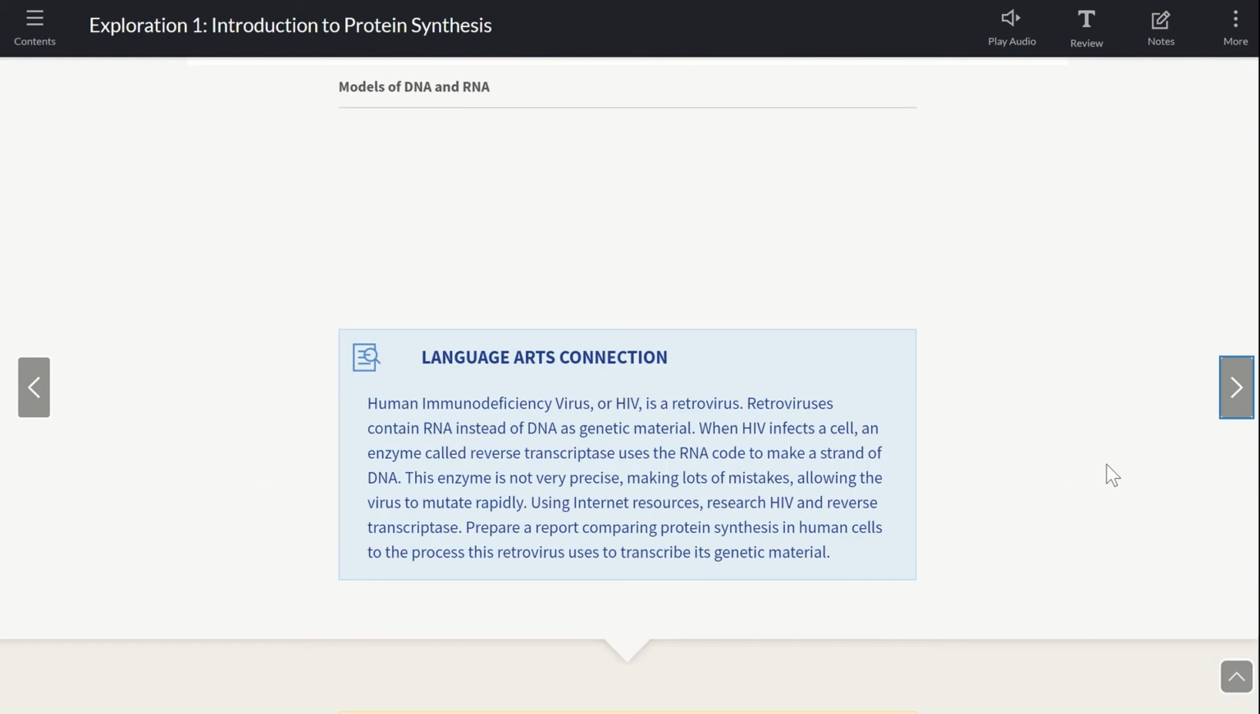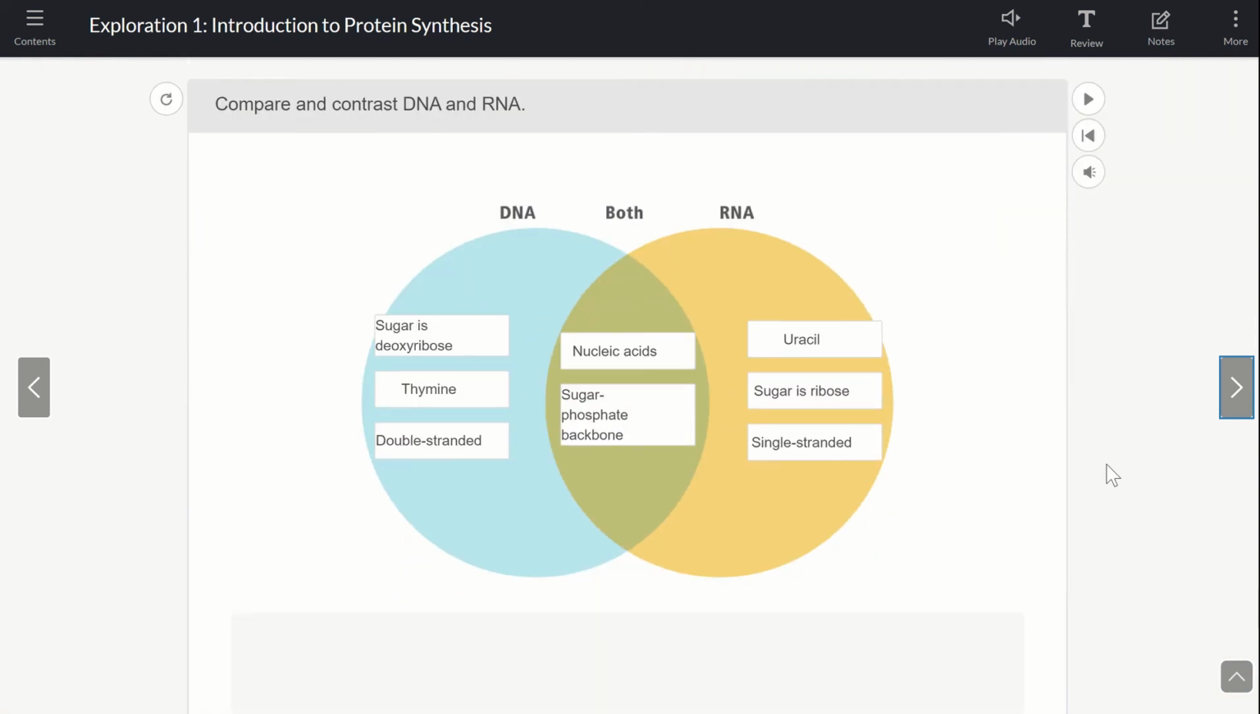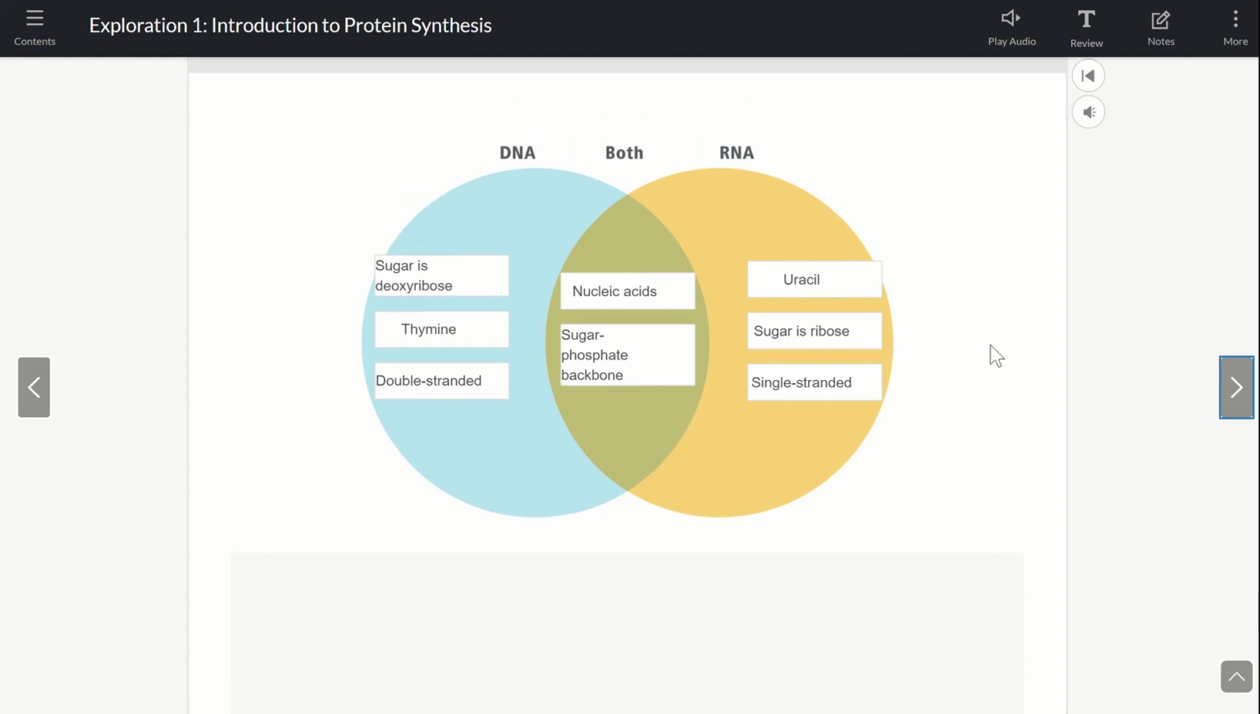There's an exercise that I would highly recommend that you guys go through right here, where we can compare and contrast DNA and RNA. Now, I've already finished it for you, so if you want to pause the video and then go back and match it up. But I'd encourage you to try to do it on your own and then just see how it goes. But here are the similarities and differences of DNA and RNA.